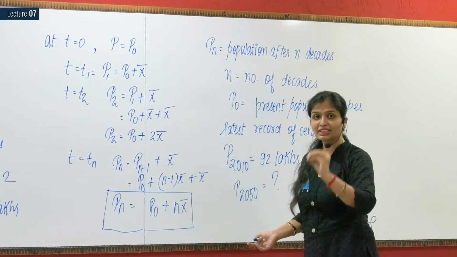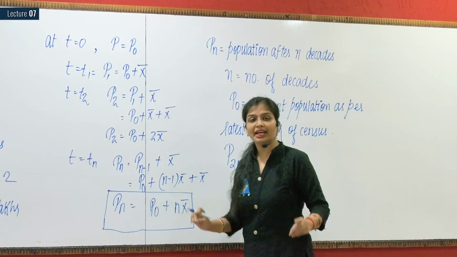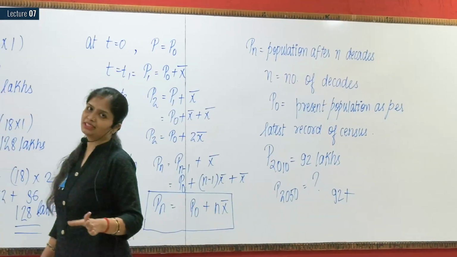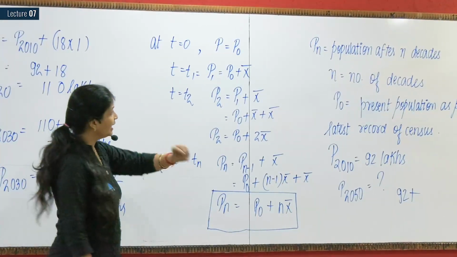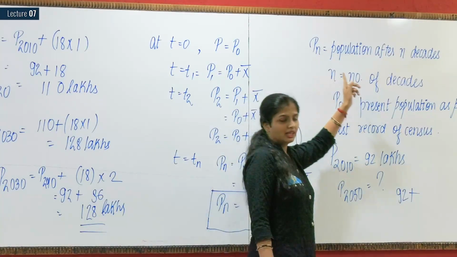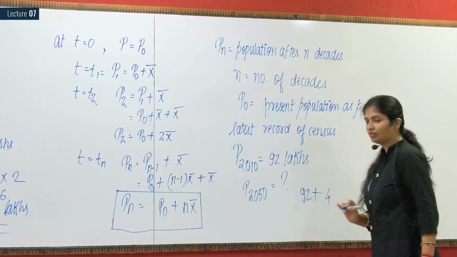Remember, always remember one thing. Here n you will put in number of decades, not in number of years. Many of you always make some mistake. I've seen this in offline classes also. That's why I'm warning you. N is number of decades. So when it is 40 years, you will put 4 decades, right? So this is 4 number of decades.